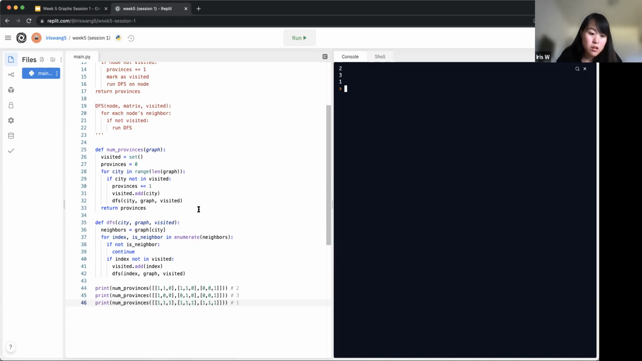And then as for time complexity, we're simply traversing through this n by n matrix once. So that'll give you O of n squared time complexity.